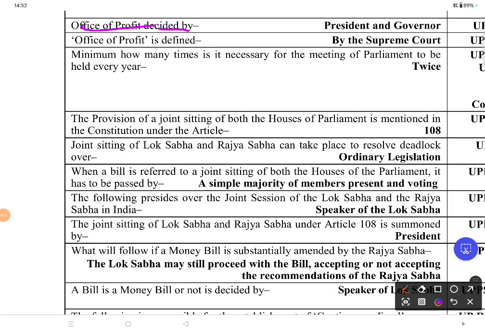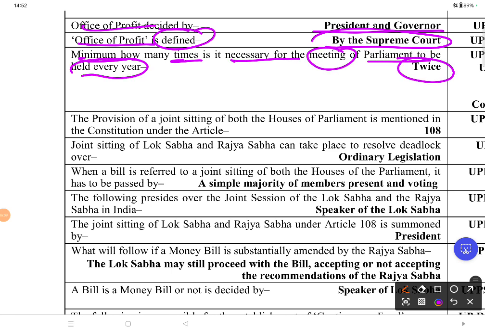Office of profit is decided by President and Governor. Office of profit is defined by the Supreme Court. Minimum how many times is it necessary for the meeting of Parliament to be held every year, twice. The provision of a joint sitting of both the houses of Parliament is mentioned in Constitution under the Article 108.